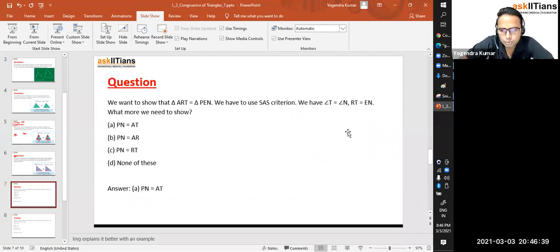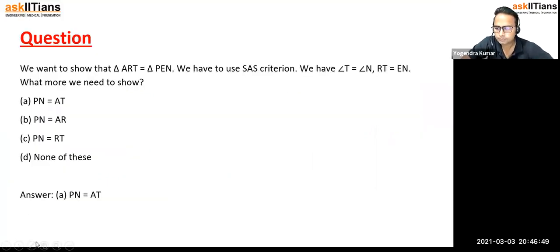We want to show triangle ART is congruent. Okay, guys, here this symbol is what? Congruent. Let me write it here. Okay, this is what it is. This is congruent. We have to use the SAS criteria. We have angle T and angle N equal, right? There are two triangles. RT, what more do we need to show?